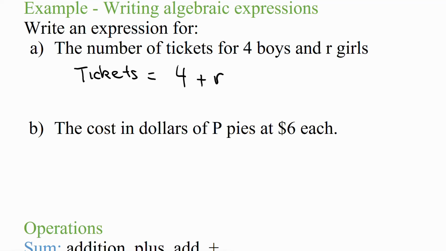All right. The next one, the cost in dollars of pies at $6 each. So the cost is going to equal, well, depending on the number of pies you buy, it's $6 each. So 6p. Okay. You don't really need the dollar sign there. You could just write equals 6p like that.